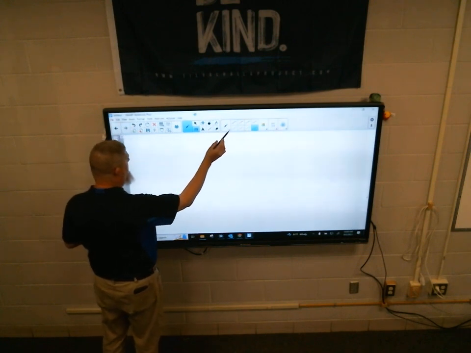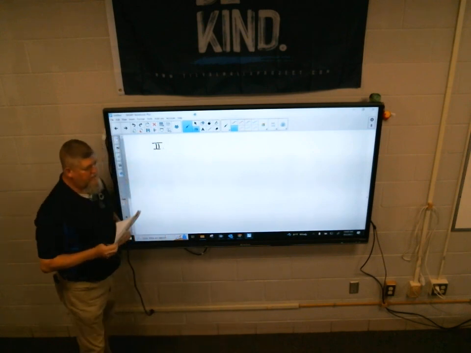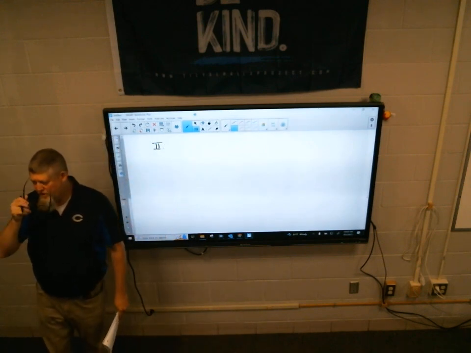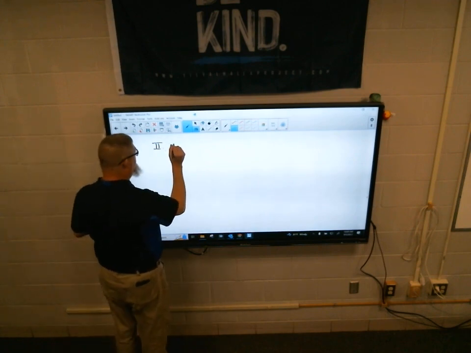Number 2. However, most of the time it's not going to ask you to verify. Most of the time it's going to ask you to find. So rather than verify, I want you to find the inverse.